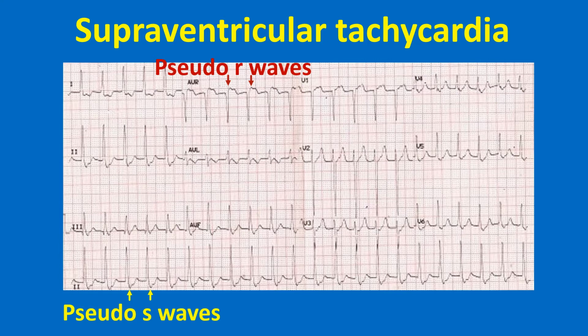ECG showing supraventricular tachycardia with narrow QRS complexes. ST segment depression in inferior and lateral leads need not indicate ischemia. Pseudo S and pseudo R waves due to retrograde P waves are visible.